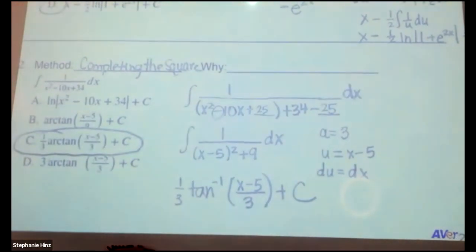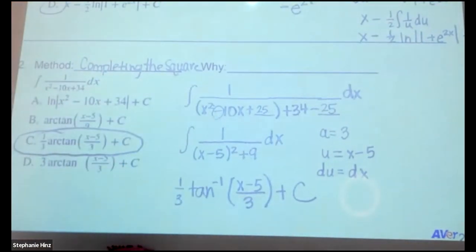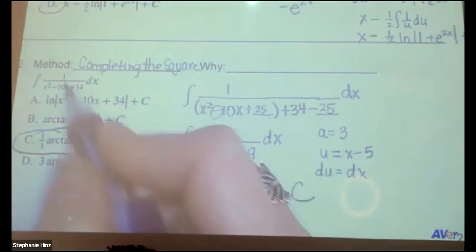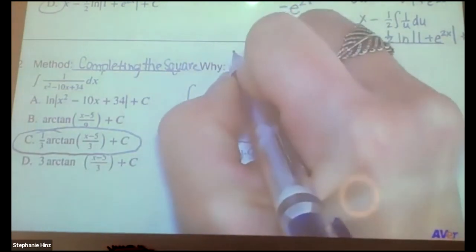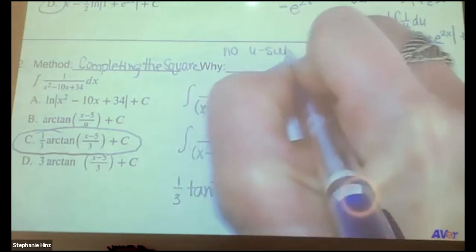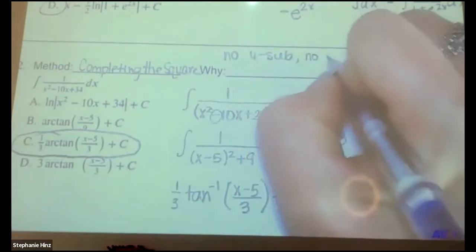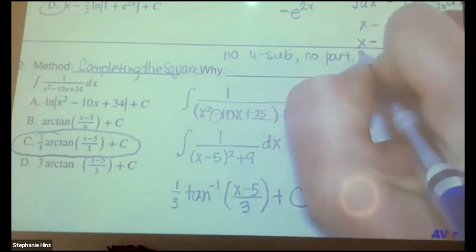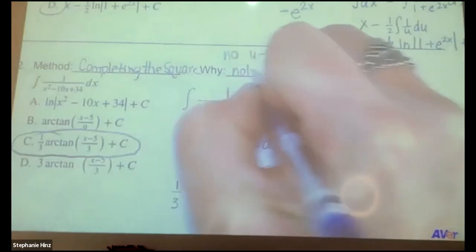All right, so why did I use completing the square? Well, U substitution was not an option. And I kind of think about this in a flow chart. I probably should have created a flow chart for you. But U substitution didn't work. So there was no U sub. Couldn't do that. Why else did I choose? There was no partial fraction. I couldn't factor it. It wasn't factorable.